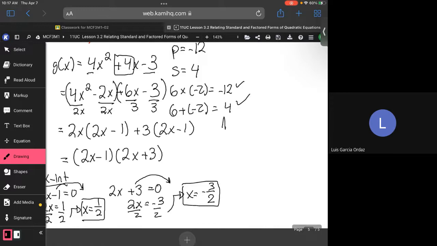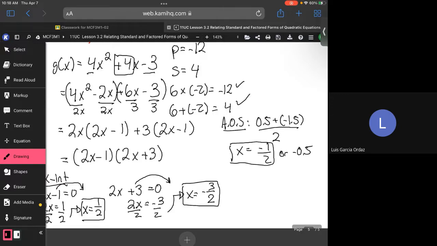And how can we do that, Sarah? 0.5 plus negative 1.5, divided by 2. What's 0.5 plus negative 1.5? Negative 1 over 2. So that is my axis of symmetry, or negative 0.5. Perfect. So what's the last thing to do?